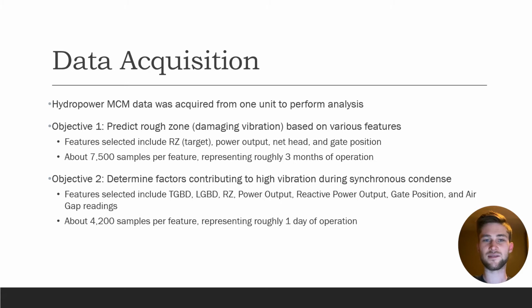Synchronous condense mode is a mode where the water is cleared out of the draft tube of the generator, and air is actually injected to create kind of a bubble. So the turbine is spinning in air. It's often called spinning reserve, and it gives the opportunity to provide grid stability while not generating electricity. For this analysis, about 4,200 samples were selected per feature, which represents about 1 day of generator operation.